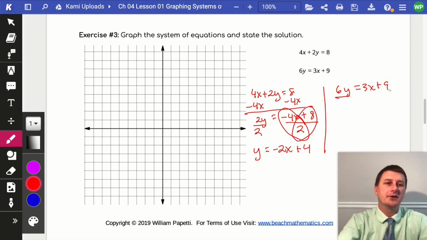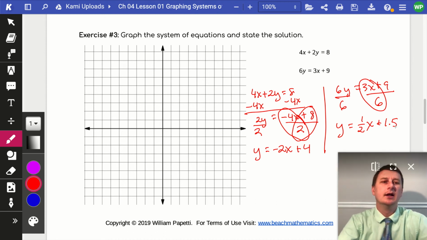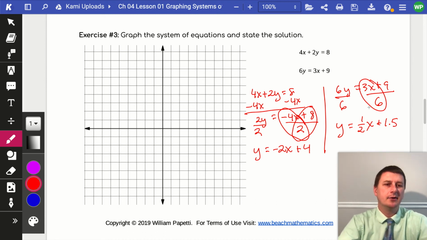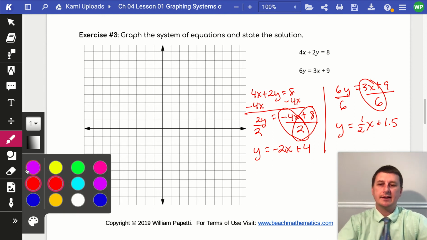So we're going to divide both sides here by 6, and we're going to be left with y is equal to 3x divided by 6 is going to simplify to 1/2 x. And 9 divided by 6, well, that's going to simplify to 1.5 or 3/2, whichever you prefer. I prefer the decimal in this case, but I always like fractions for my slope. Now I have my two equations, and just as I said before, we want to wait to graph this one in case we want to scale our axes.